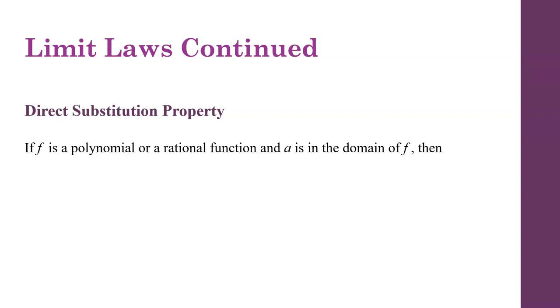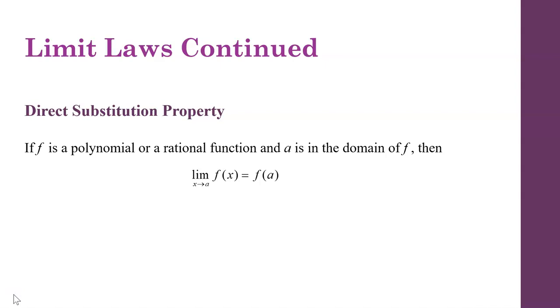And finally, the direct substitution property says that if I have a polynomial or a rational function, so recall a rational function is a quotient of two polynomials, and a is in the domain of my function, then the limit of my polynomial or rational function as x goes to a can be found by just plugging a into the function itself.